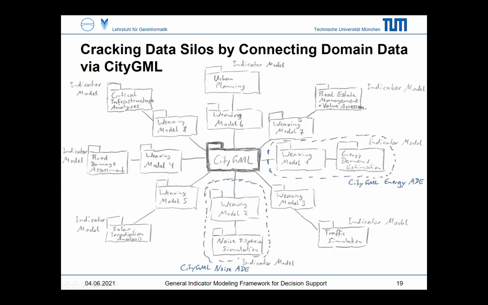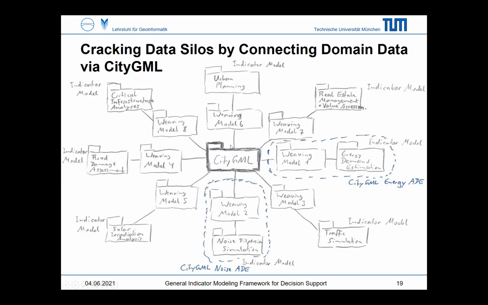And then this is a slide I added just a couple of minutes ago. You see this hand drawing, and of course you can think about cracking data silos by connecting domain data, for example, using CityGML. You have the CityGML data model, and then you have a weaving model, maybe to some real estate management and value assessment indicator model. You have urban planning indicator models. You have energy demand estimation models, traffic simulation, etc.